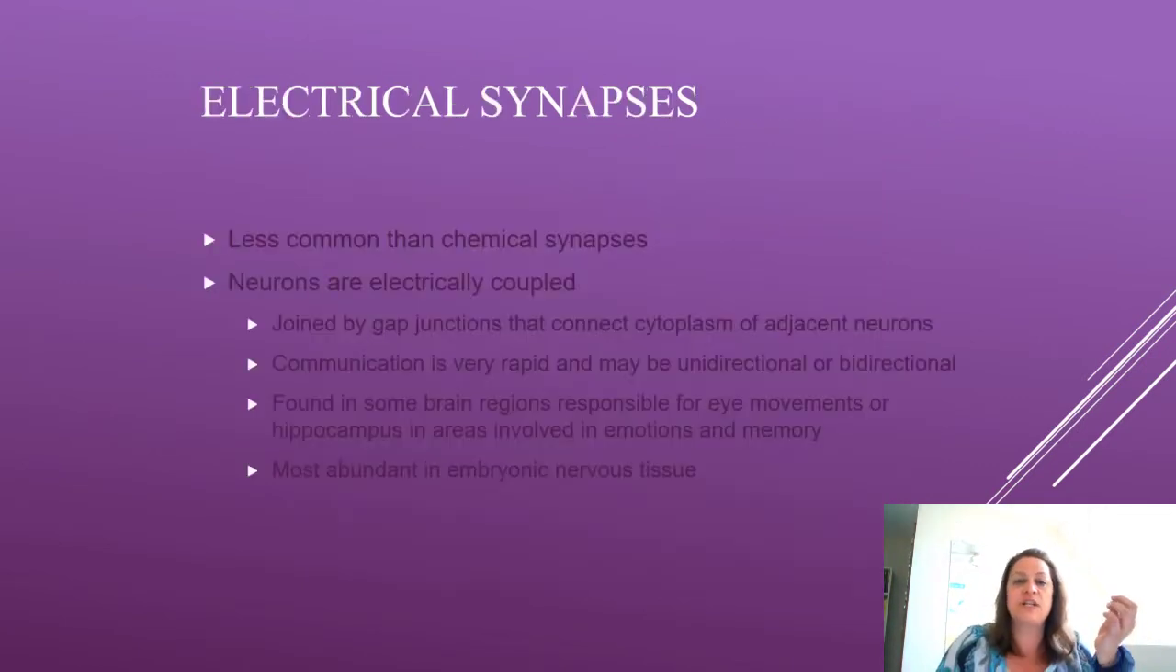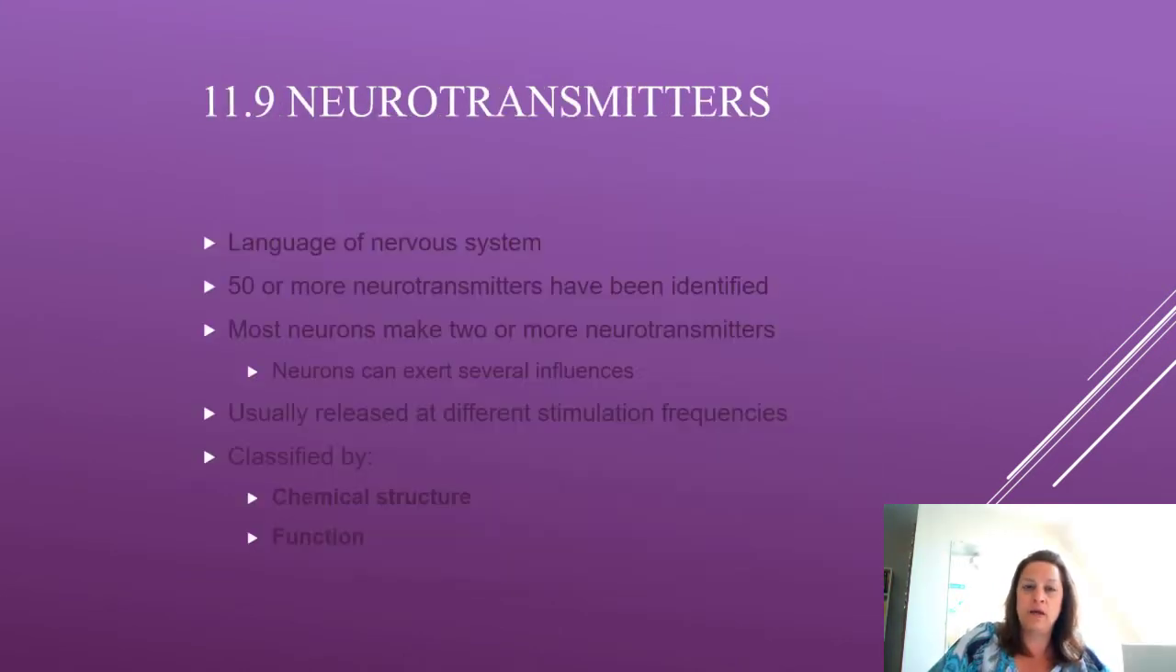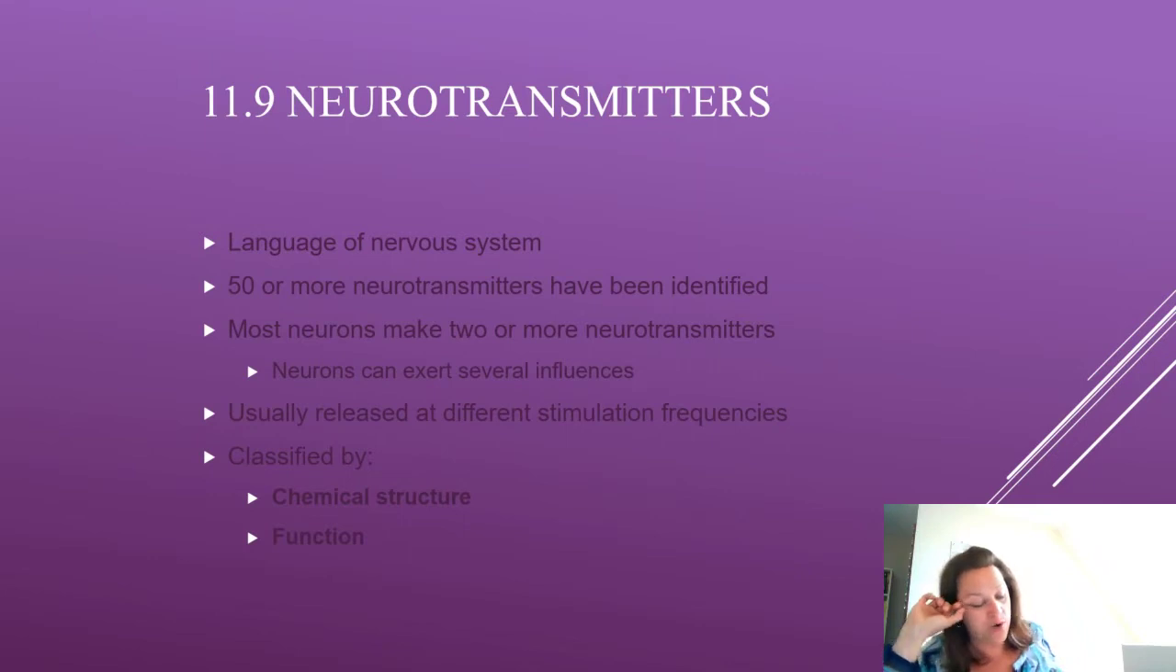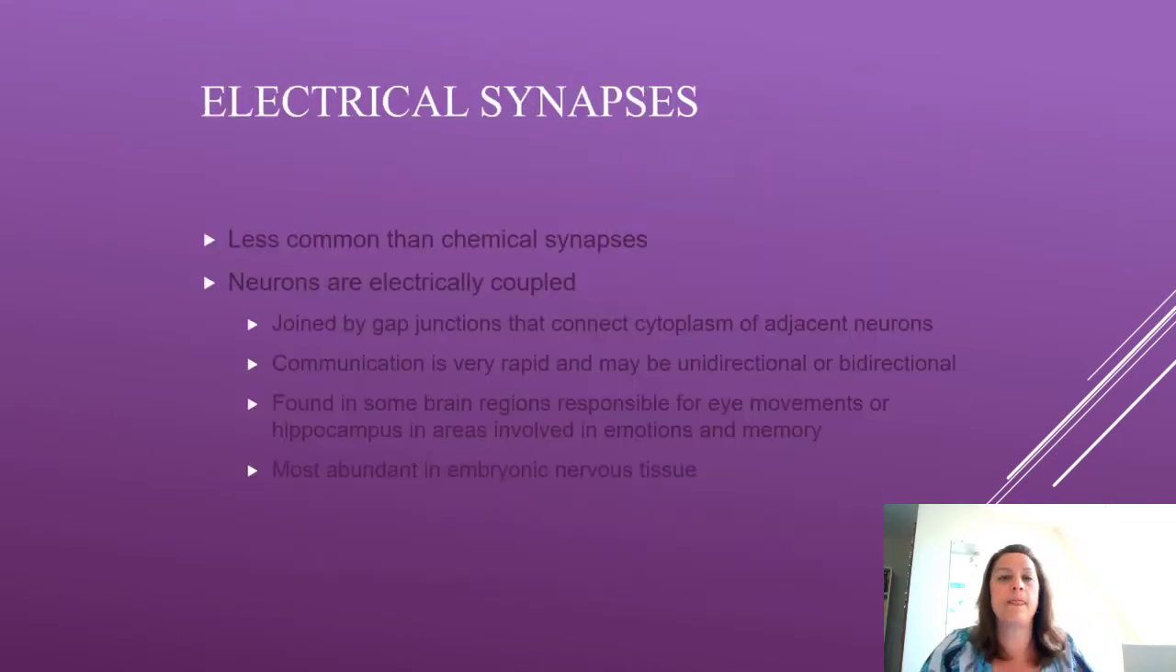Different types of neurotransmitters are going to be acetylcholine, catecholamines, amino acids, peptides, purines, dissolved gases, all different types of things can be neurotransmitters. We're not going to spend a lot of time on them, but we will pick up on specific ones when we get to the peripheral nervous system.